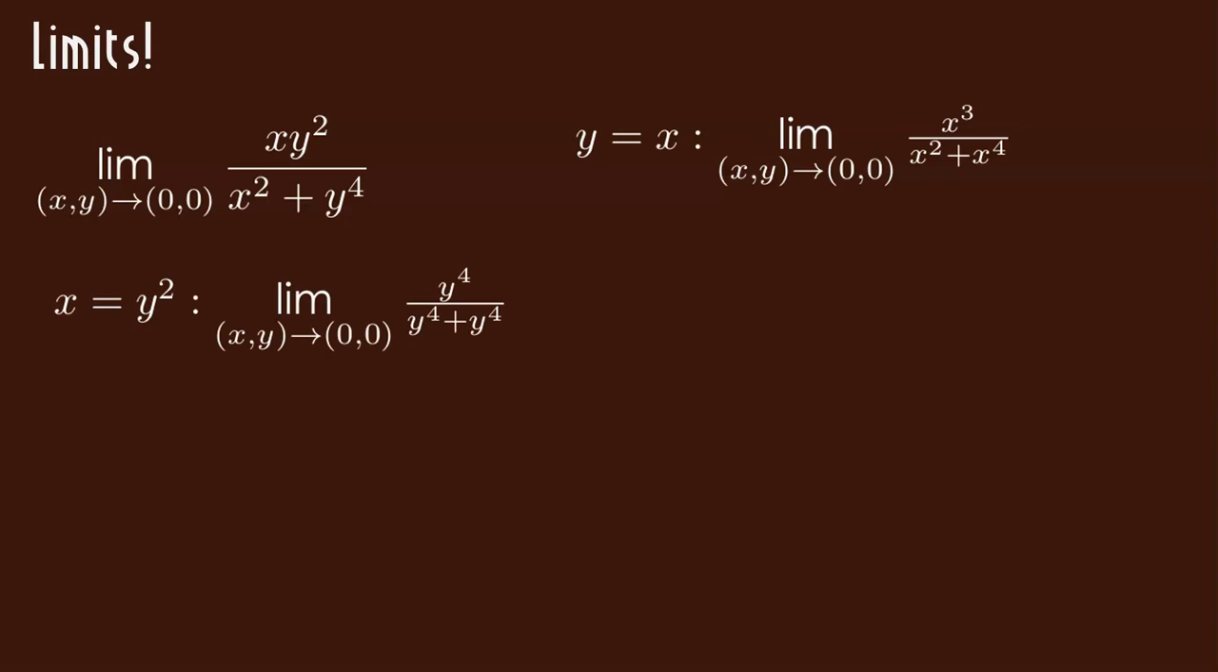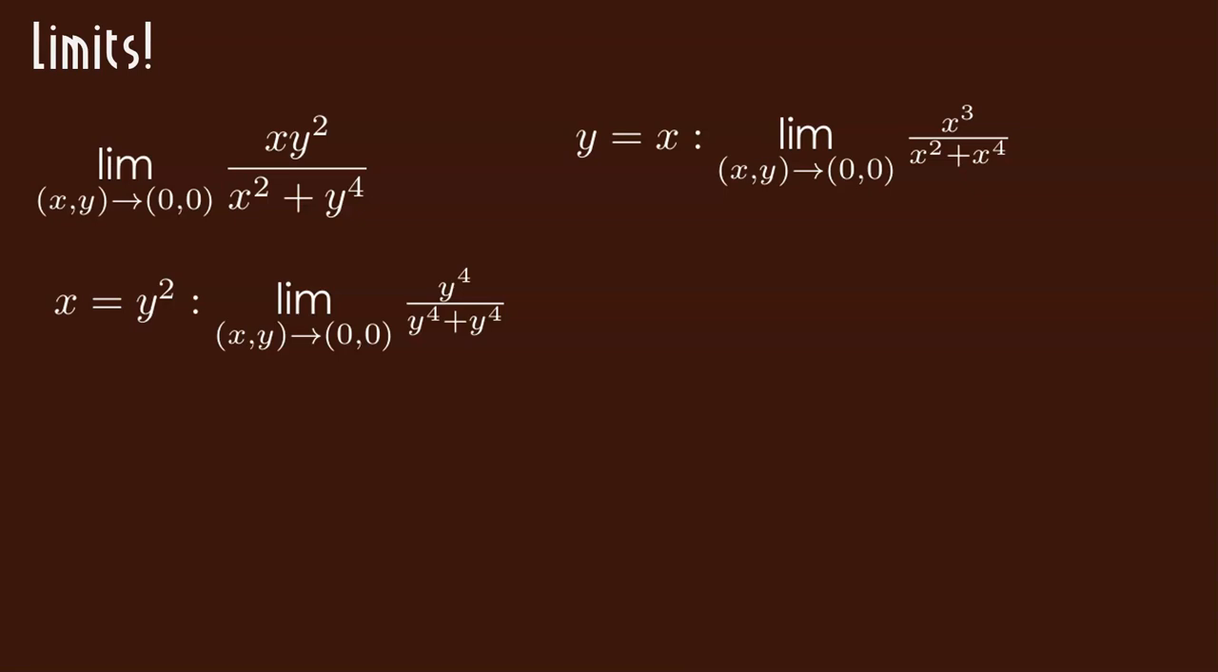I'm going to try the path x equals y squared. By doing that, my x becomes y squared, so in the numerator I have y to the 4th. In the denominator, my x squared becomes y to the 4th, so now I have y to the 4th plus y to the 4th, which is good.